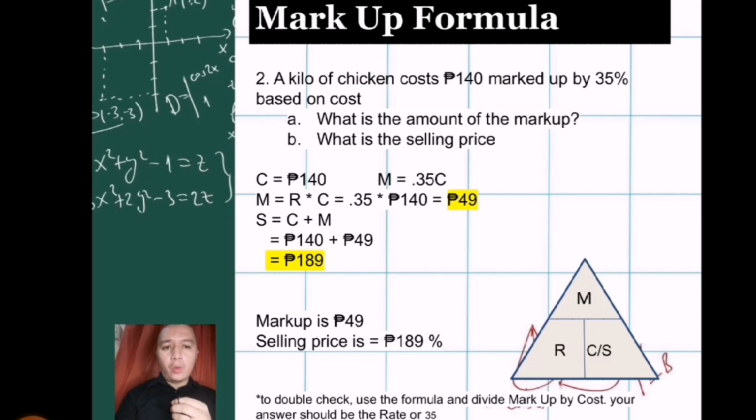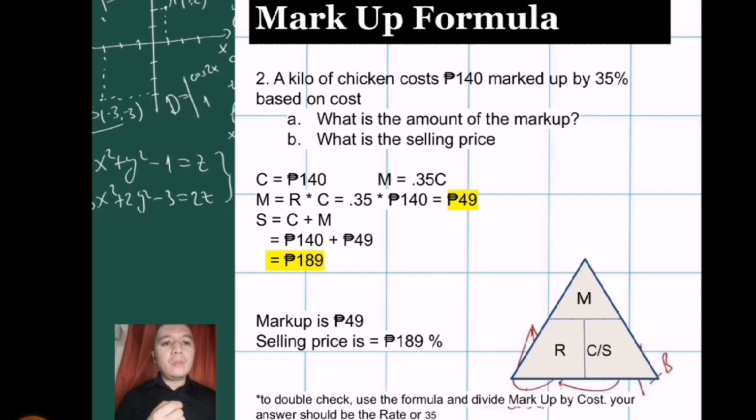So cost is equals to 140 based from the given, and then the markup rate is 35%. So that is going to be 0.35 C, because again, as stated in the given, this is based on cost. We have to be very careful with that because the rate can be based from the selling price. Now this is based from the cost.